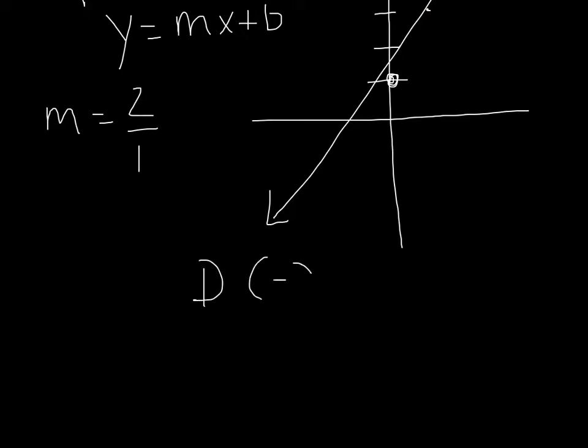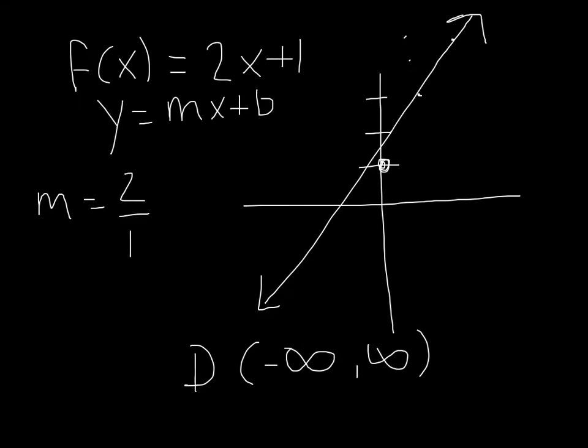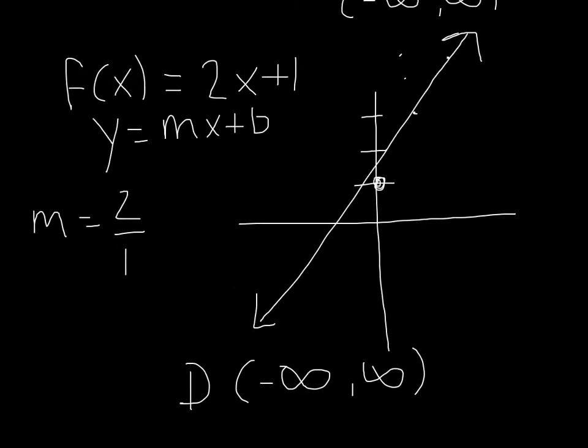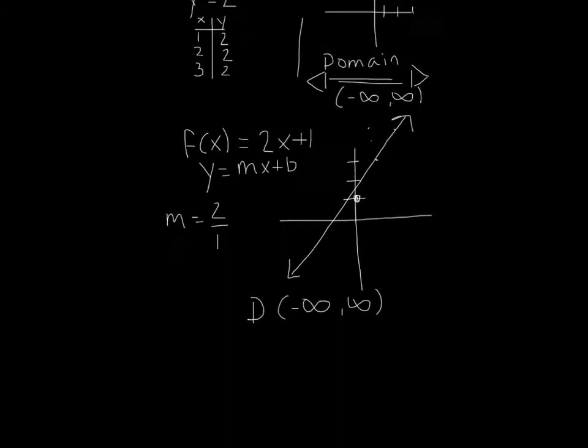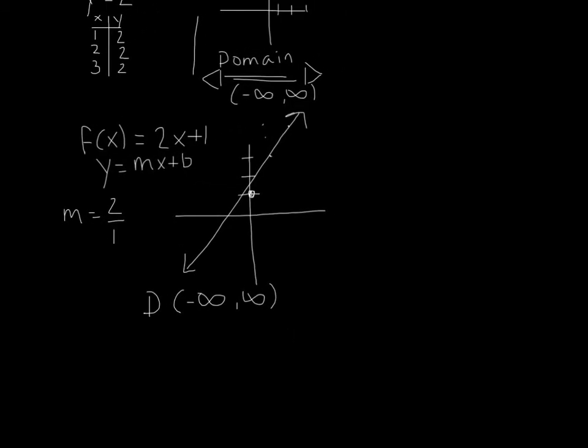So these are the x values, and that's the domain. Then how far up and down does the graph go? Well, we can see that the graph goes all the way up and all the way down. So up here because the arrow goes up, and then down there because the arrow goes down. Those are the y values that this graph takes on. So negative infinity is all the way down, positive infinity is all the way up.